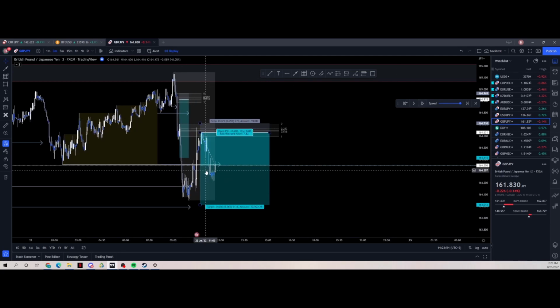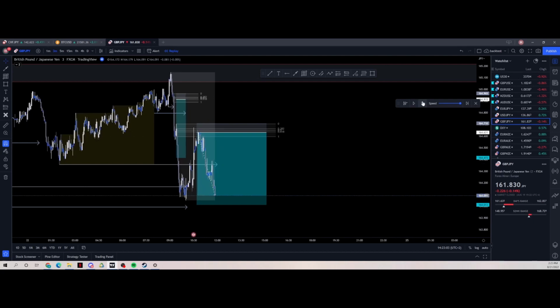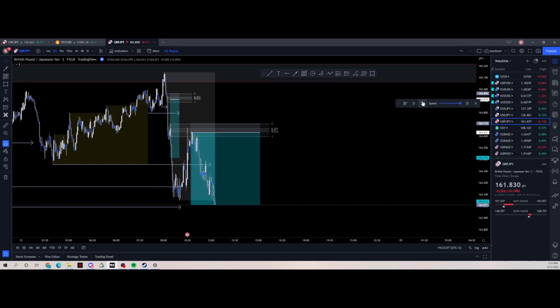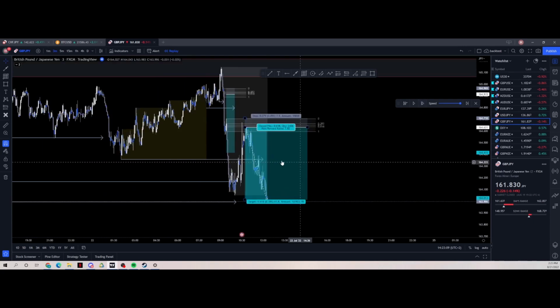So here, this is where you need to watch out, because it could react to this zone, and then you might want to put it on break even here. Looks like it's breaking it, and that's a TP. Okay, that's nice.